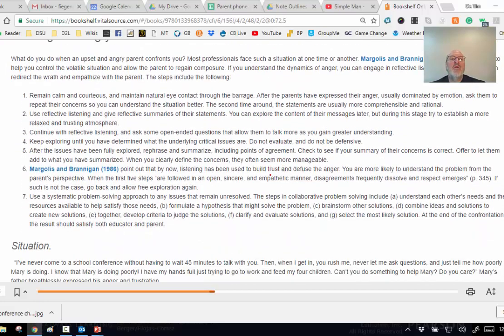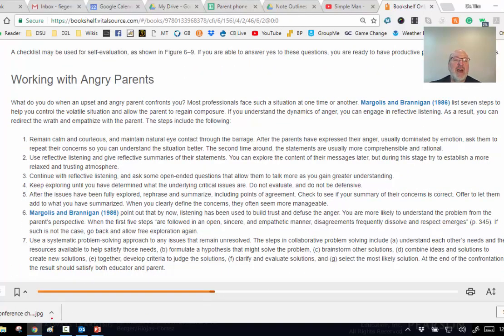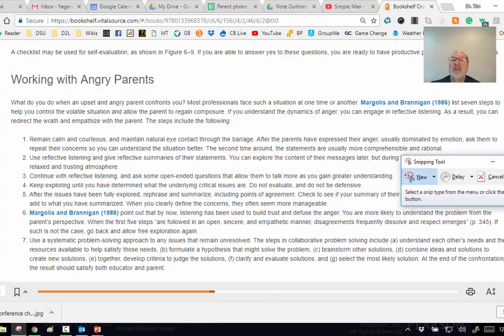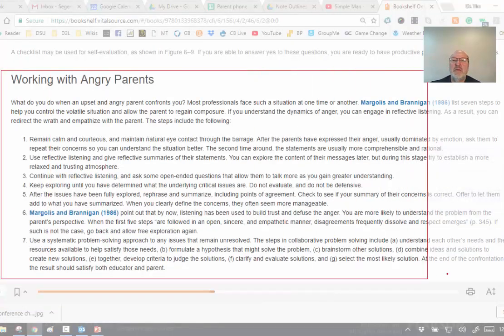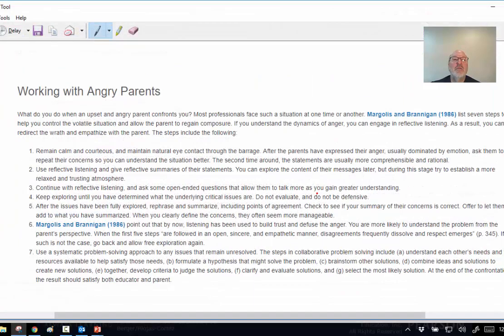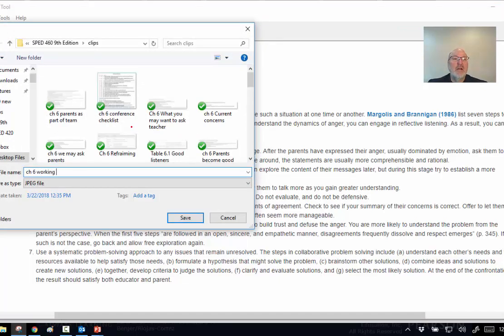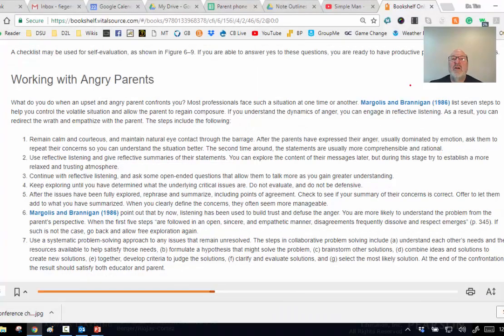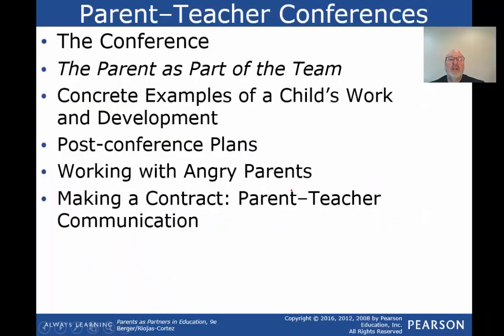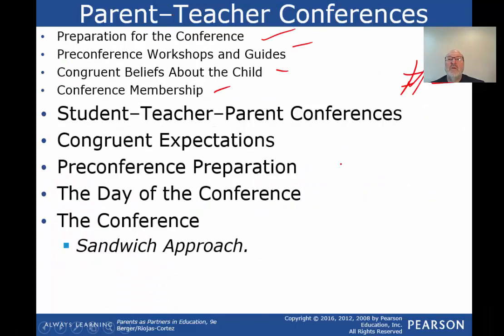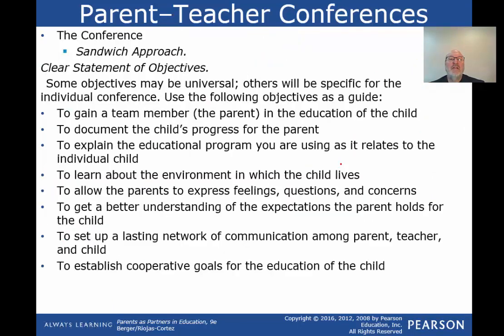Post-conference plans. Working with angry parents. I think I'm going to clip that whole thing for you, because I think everybody needs to be prepared. And let's hope that we don't have that to deal with. But if you do, that's for your website also, but I want you to address some of that here, working with angry parents. Where were we? Number 12, and so that one's good.